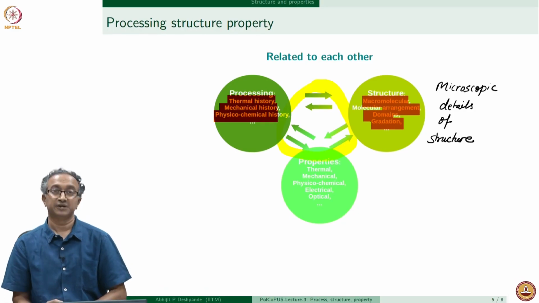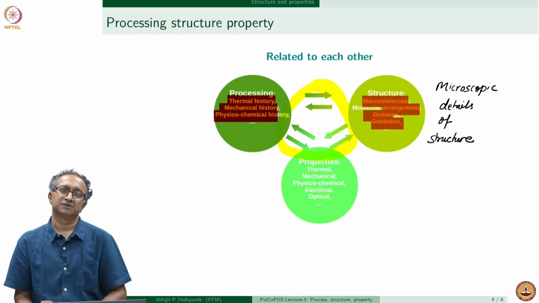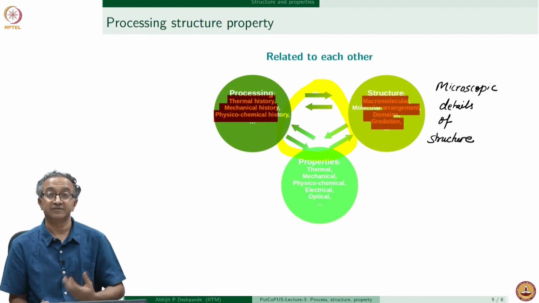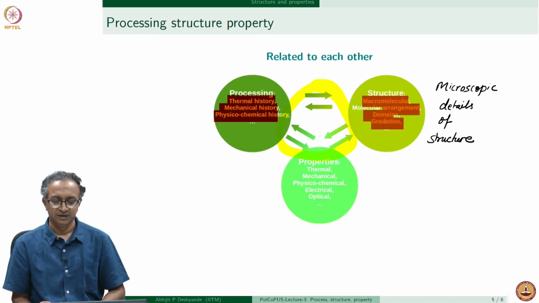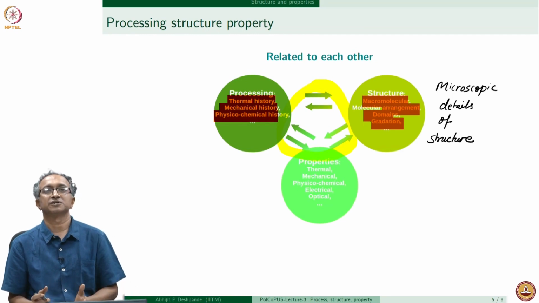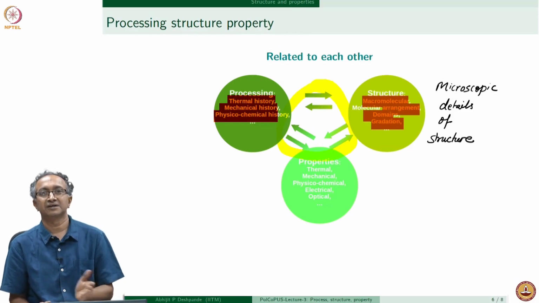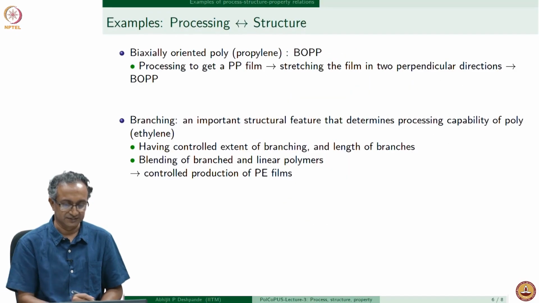And when we think of properties, of course, we think of all different properties: thermal conductivity, mechanical modulus of the material, conductivity, refractive index, and so on. So now in the beginning, we looked at what is meant by process structure properties. Now we will close this lecture by looking at a few examples of each of these as to how processing, structure, and property are related in case of polymeric materials.